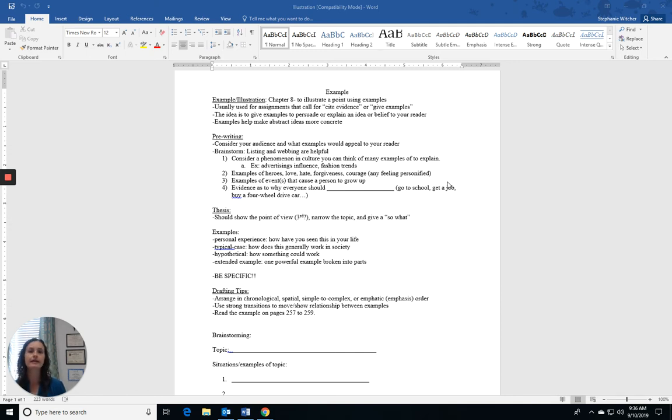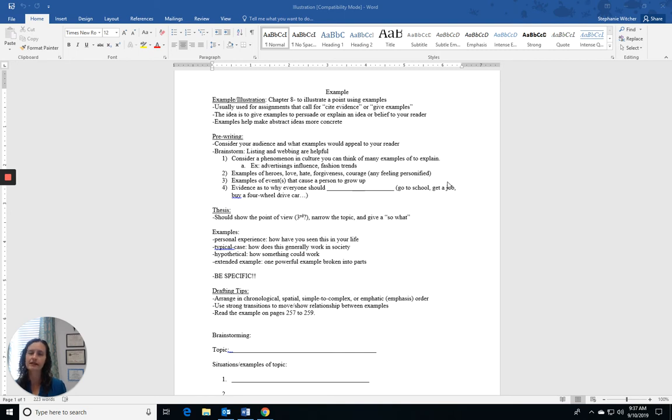The last one is extended example, and that is instead of using three different examples, you choose one very, very powerful example and you break it into three parts. Okay, be careful with this one. You can use it. I'm okay with it. But the one issue is it is carrying your whole paper. So it needs to be really specific. You have to tell it very, very descriptively, very well. Give us all the detail you can, because it has to hold your whole paper together.